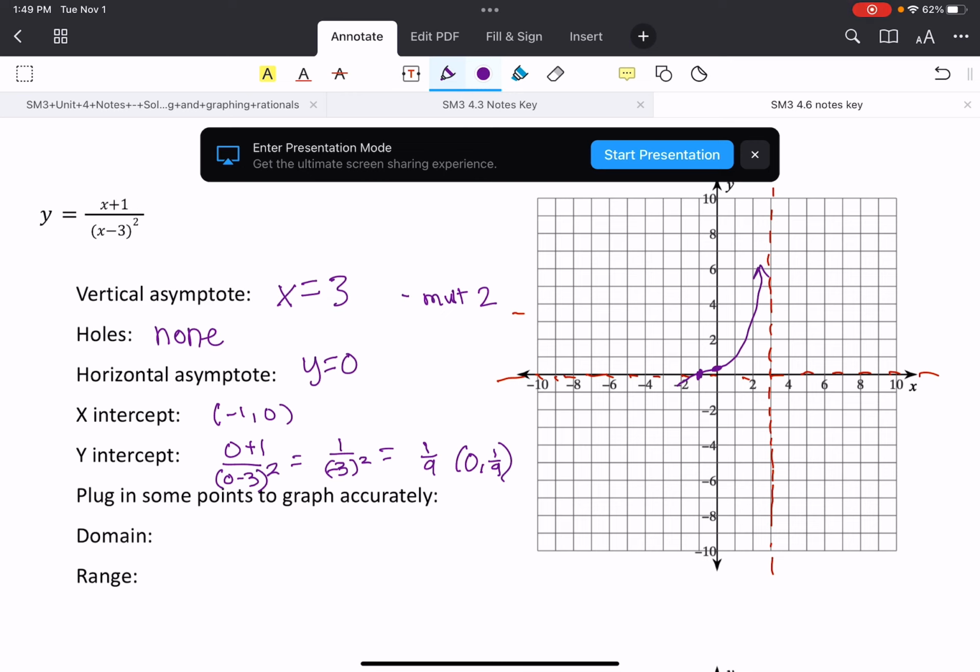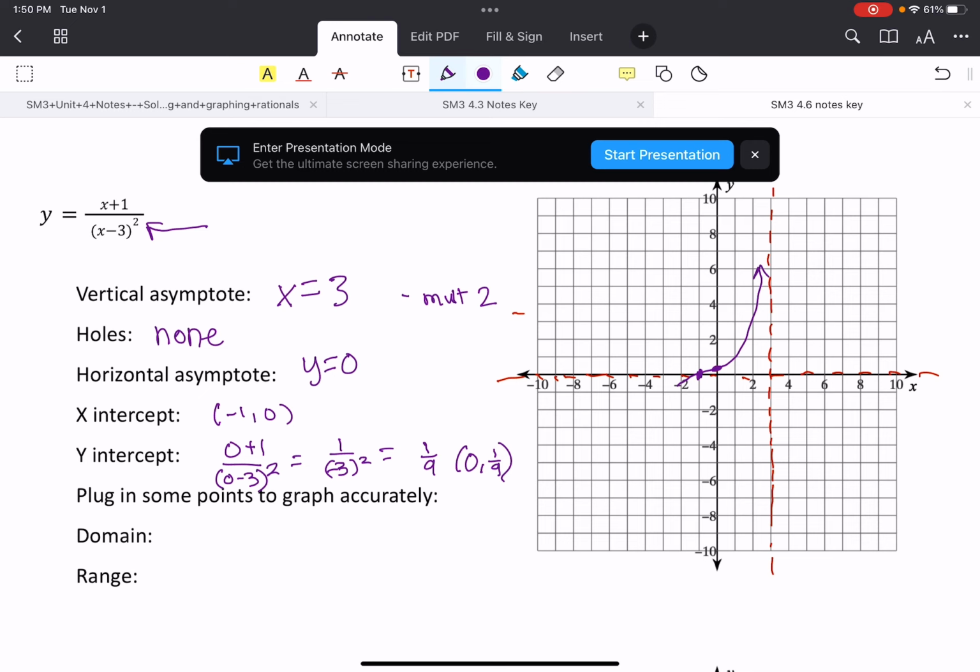Now, what is the multiplicity of this vertical asymptote here? 2. Is that even or odd? So it cannot have a sign change. You with me? So if it cannot have a sign change, instead of going positive, 0, positive, like on an x-intercept, it's going to go positive, undefined, positive. That's the weird part, right?